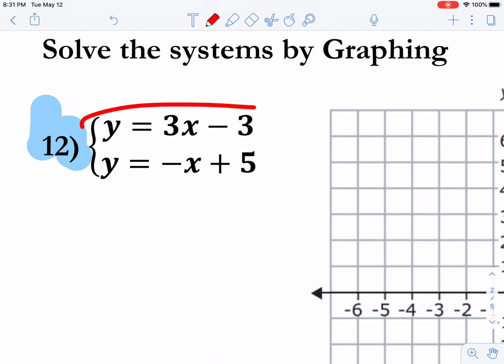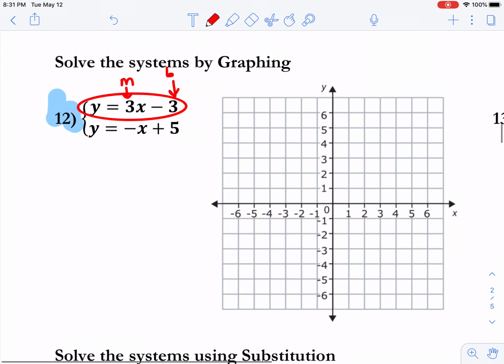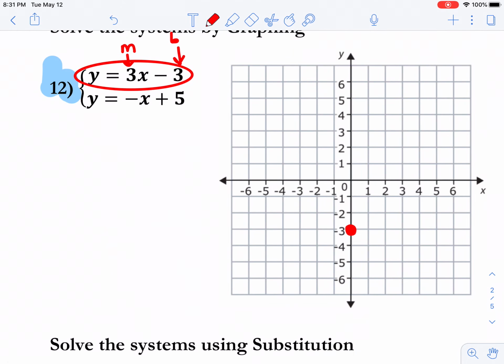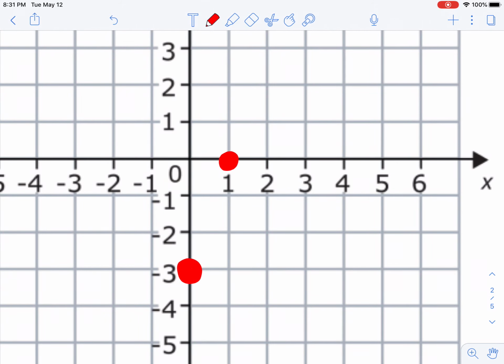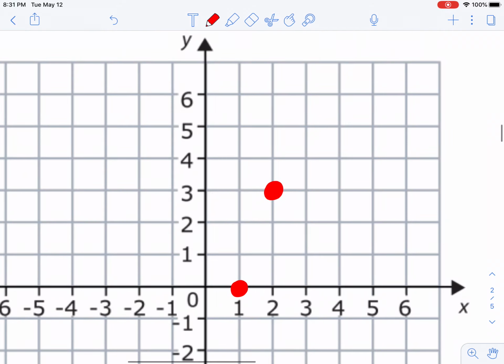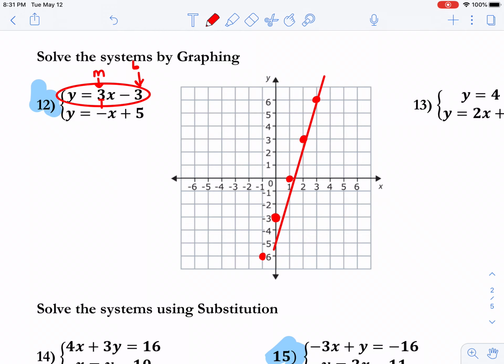Okay, let's start with this equation. These are in y equals mx plus b form, right? So my slope is 3 and my y-intercept is negative 3. So negative 3 is my y-intercept, and my slope is 3, or 3 over 1. I'm going to go up 1, 2, 3, right 1. Up 1, 2, 3, right 1. I like to draw as many points as I can, because at one of these points the graphs should intersect. So there's my nice straight line.